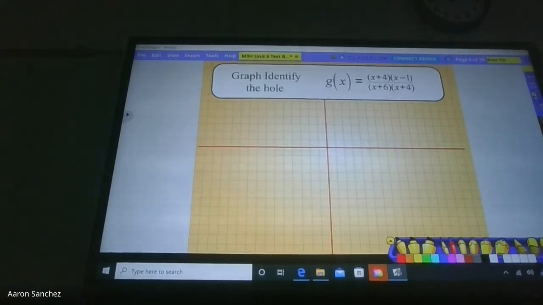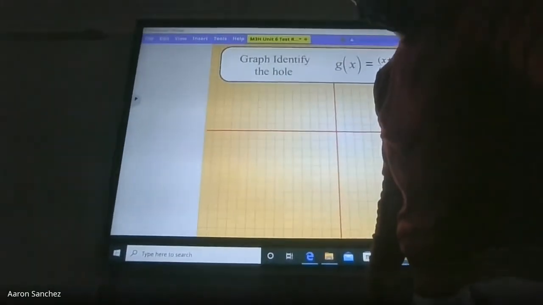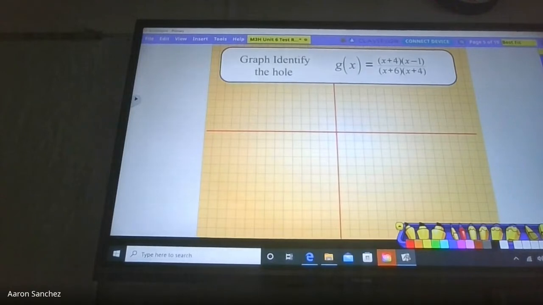Graph. Identify the hole. You guys remember the hole? Yes. All right, so go ahead and write that out. Identify the hole. So, what would the hole be? Actually, I'll let you guys finish writing. We'll graph it first, and then we'll identify the hole. But I want you guys to tell me, what do you think the hole is?